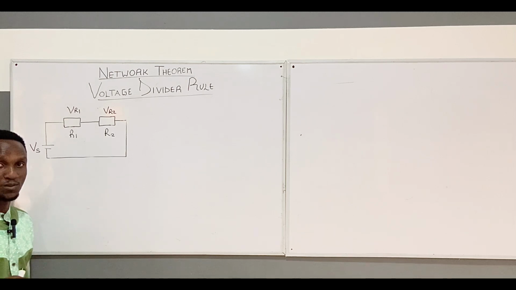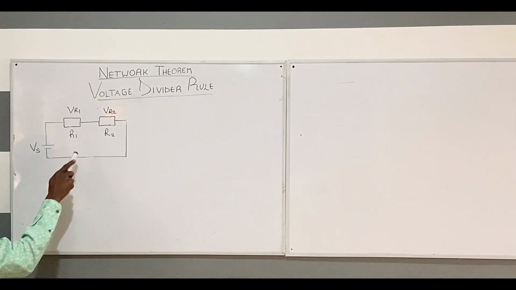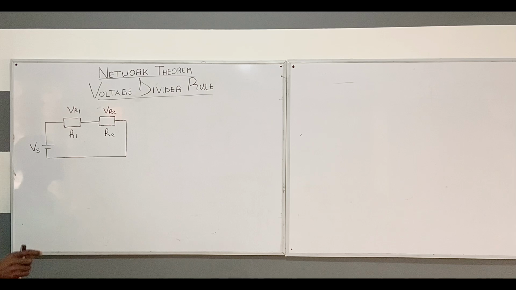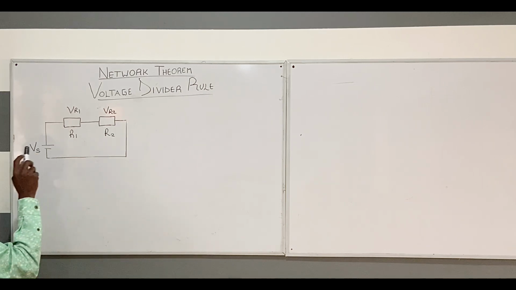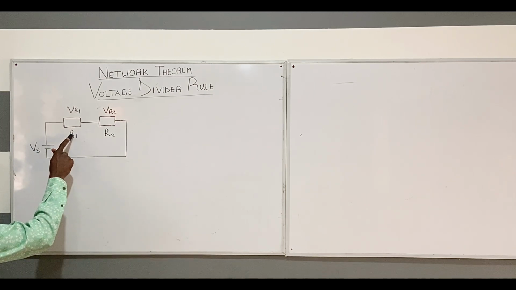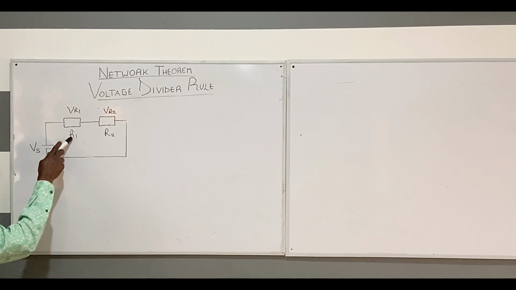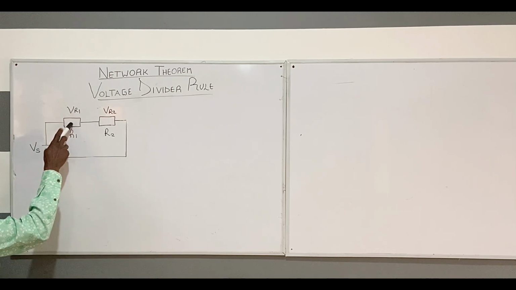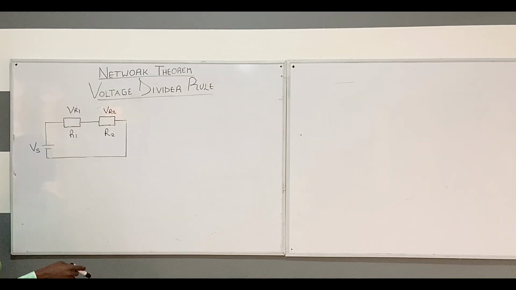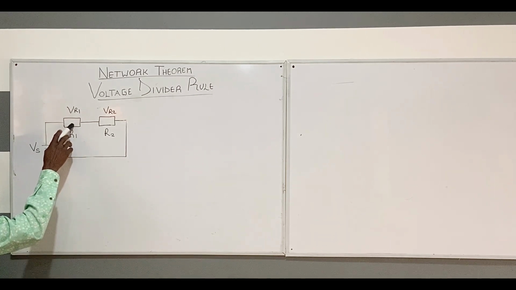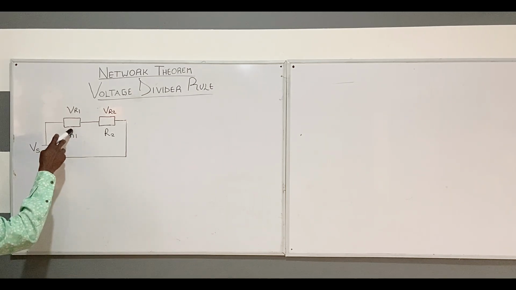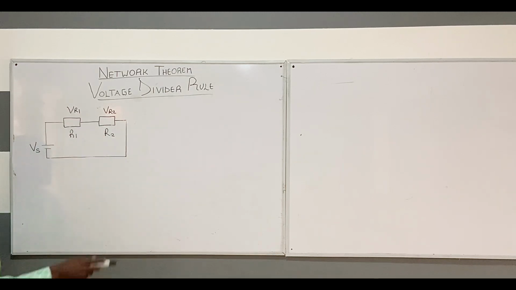Voltage divider rule is very simple, and it states that the voltage across a component of a series circuit is directly proportional to the resistance of that component. So we have two resistive components here which are in series. As you can see, I have R1 and I have R2. The voltage through R1 is VR1 and the voltage through R2 is VR2. Now from this analysis, the voltage divider rule is stating that the voltage across this one is directly proportional to its resistance, and the voltage across R2 is directly proportional to its resistance.